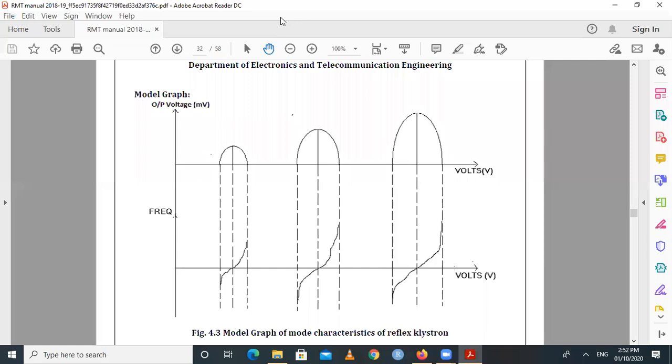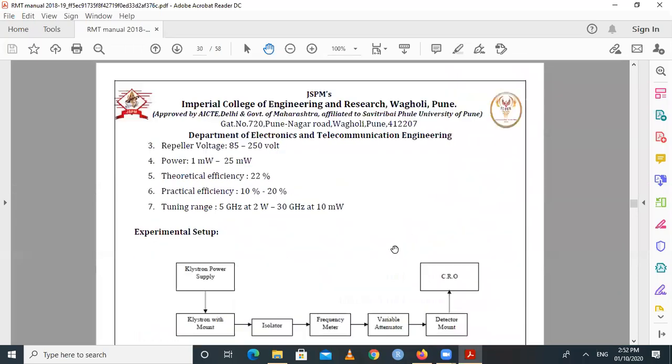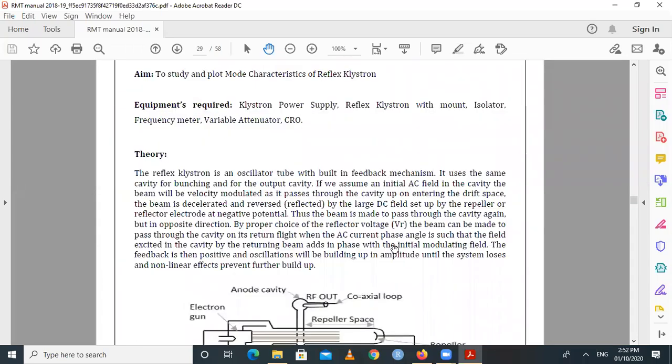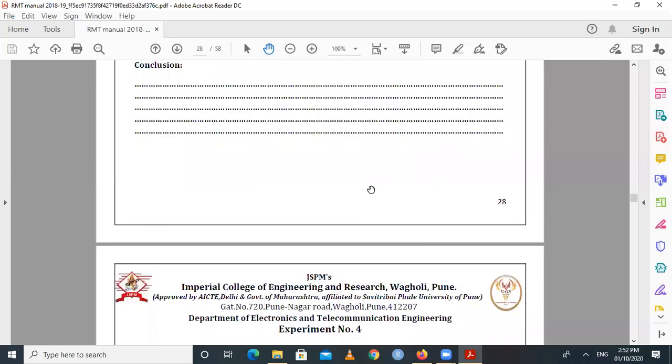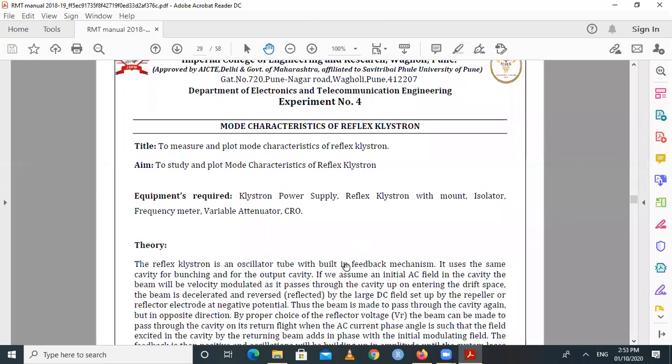I hope you understood this particular experiment, that is, mode characteristics of the reflex klystron. Right now we have completed two experiments. One is a study experiment, the study of microwave components and devices, that is experiment number 3, and experiment number 4 is related to mode characteristics of the reflex klystron. Whenever we have the opportunity in college, we can perform this experiment in person also.